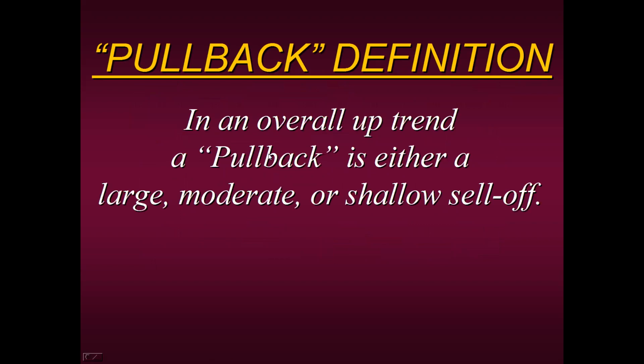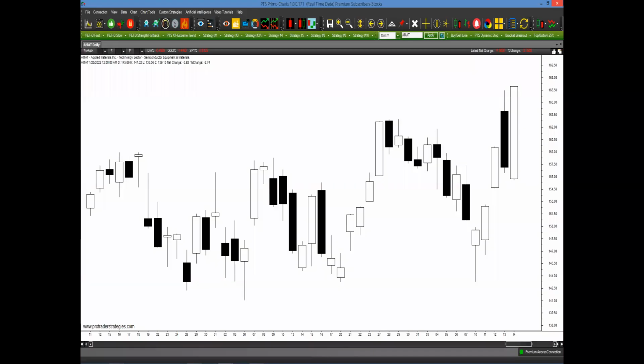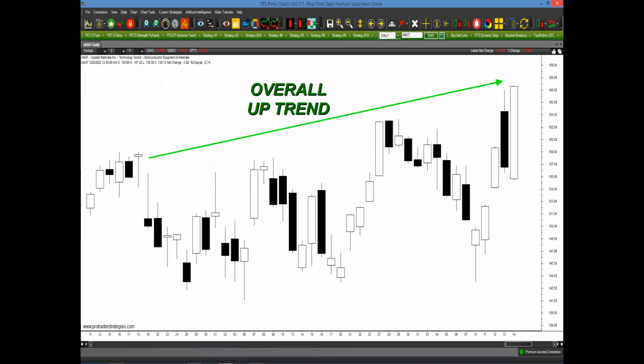In an overall uptrend, a pullback is either a large, a moderate, or a shallow sell-off. So as we look at this older picture here in AMAT, we see that we are in an overall uptrend. So what we want to do is look for those large, moderate, or shallow sell-offs, like right here, here, and here. And that's where pullback traders like to buy, at those lower levels.